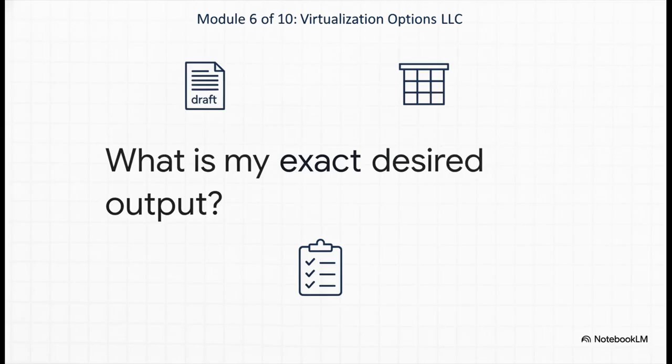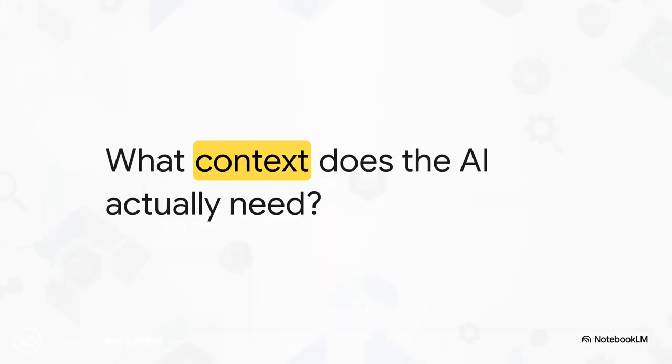Question 1. What is my exact desired output? You've got to specifically name the deliverable. Are you looking for a draft, a summary, a bulleted list, code? Look, if your objective is vague, the AI's output is going to be vague. And that pretty much guarantees you'll have to rewrite the prompt and spend even more tokens. Nobody wants that.